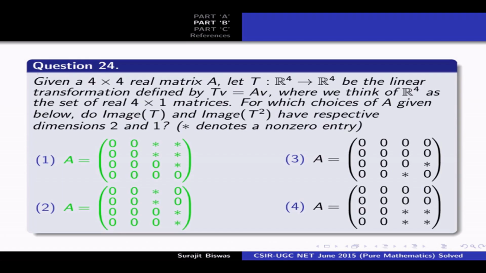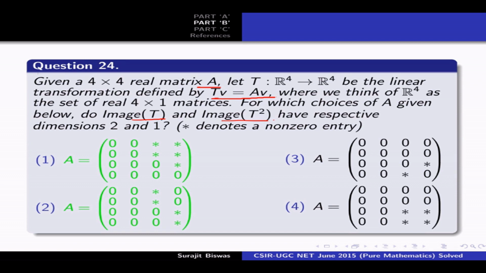Question 24. Given a 4x4 real matrix A, let T from R4 to R4 be the linear transformation defined by T of B equal to AB, where we think of R4 as the set of real 4x1 matrices. For which choice of A given below do image T and image T square have respective dimensions 2 and 1?